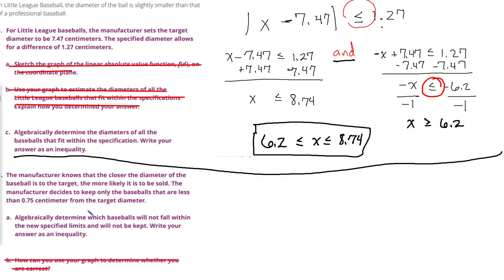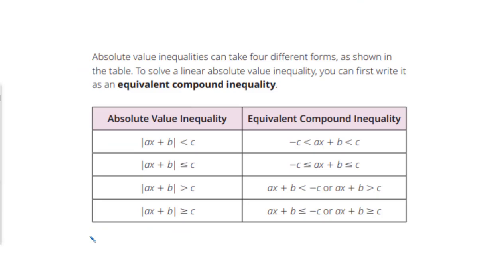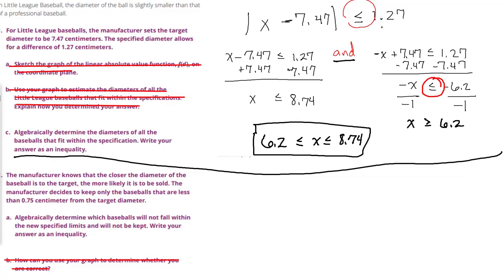Next, we want to see what would not fall within the new specifications, and we're going to write it as an inequality. And so let me add a page here. I lost my page that was added. So we have x minus 7.47, and what we're throwing out is everything that's greater. And so we're going to do the same thing. This time, since it's greater, we're going to use the word "or."